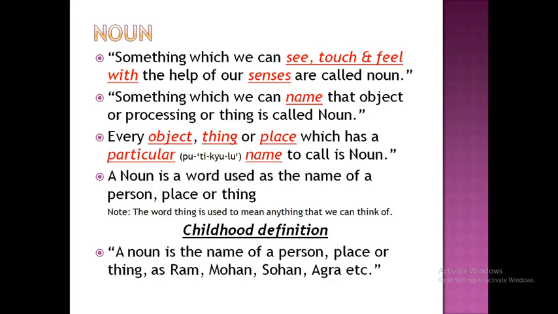So we'll start with noun. If I'm not wrong, all of you have the remembrance of the very old definition of noun, which not only you, me too learned the same, which is given as this: A noun is the name of a person, place or thing, as Ram, Mohan, Sohan, Agra, etc.